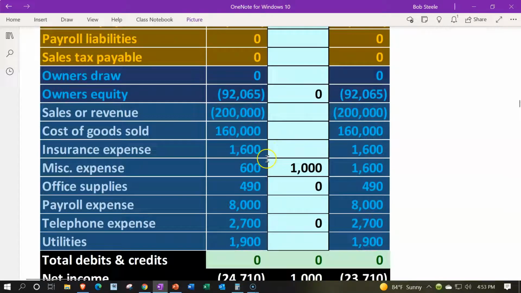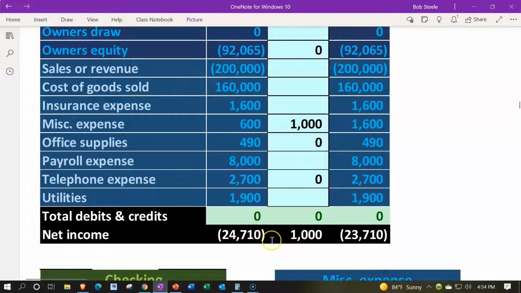The other side would be the miscellaneous expense, an income statement account, an expense account, which was at $600. We increased the expense by $1,000 to $1,600. The impact on the net income, which is sales minus the expenses, is income, not a loss. The brackets actually mean credit in this case, not a loss. 24,710 went down because we wrote the check and had this expense go up to 23,710.